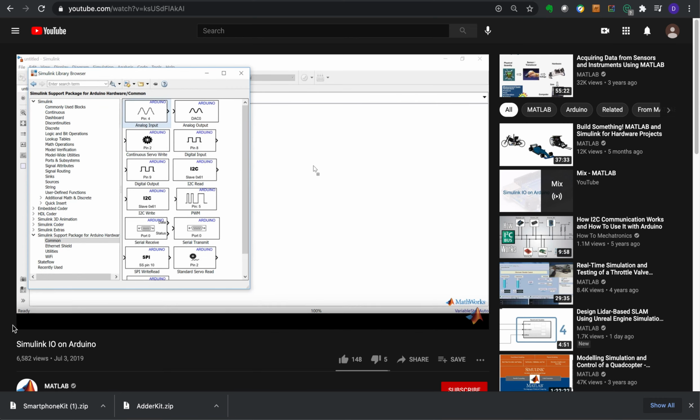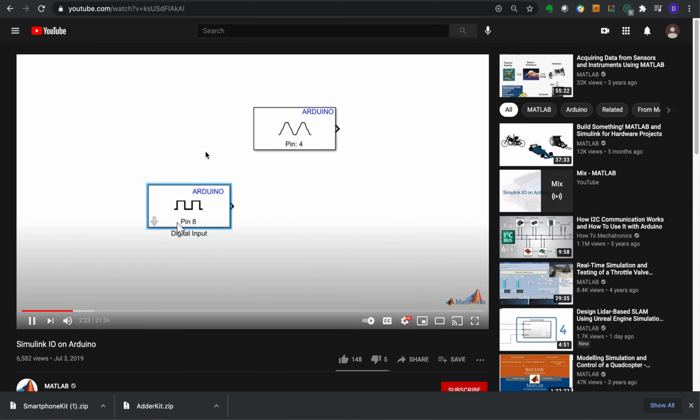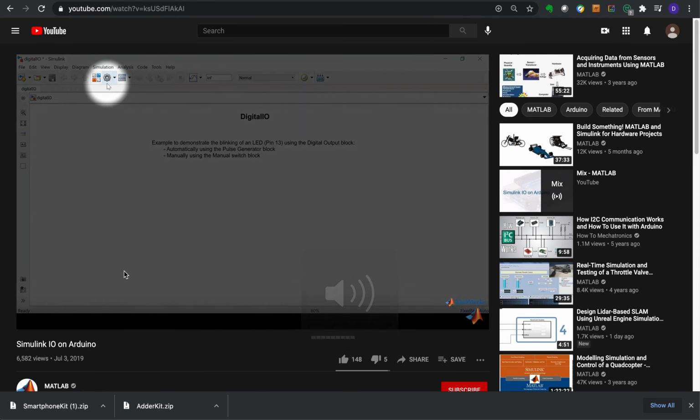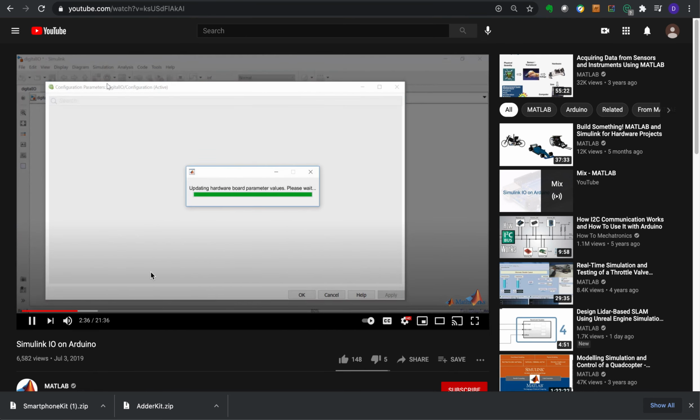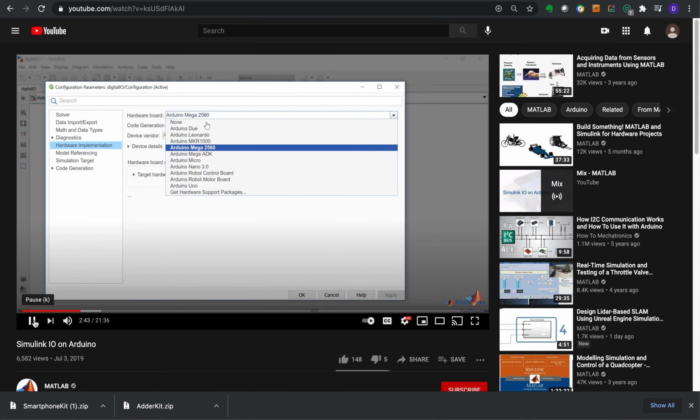You can simply drag and drop them. You could also type on the Simulink window to get a block. The first demo that I will be showing you is for digital input-output. The first thing you need to do is configure your model. For that, go to Model Configuration Parameters. Search for the Hardware Implementation option. Choose the hardware board. Now, we are using the 2560 for most of you. I think some of you have a Due, so you'll switch over to that.